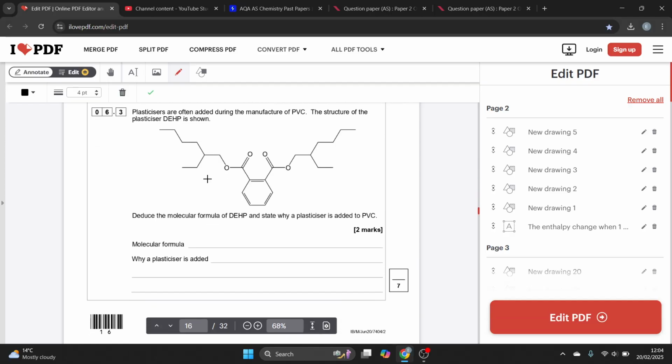Deduce the molecular formula of DEHP. So plasticiser added. Why is plasticiser added? It makes it more flexible, so we can get that mark. The molecular formula is going to be a bit harder to work out, obviously.